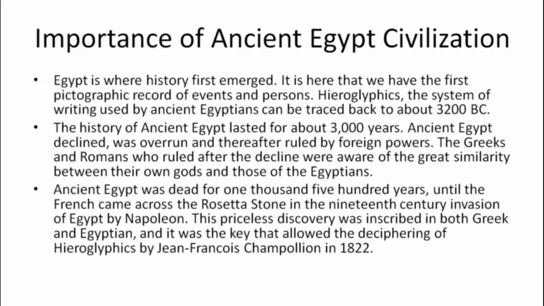Ancient Egypt declined, was overrun, and thereafter ruled by foreign powers. The Greeks and Romans who ruled after the decline were aware of the great similarity between their own gods and those of the Egyptians. Ancient Egypt was dead for 1,500 years until the French came across the Rosetta Stone in the 19th century invasion of Egypt by Napoleon. This priceless discovery was inscribed in both Greek and Egyptian, and it was the key that allowed the deciphering of hieroglyphics by Jean-François Champollion in 1822.